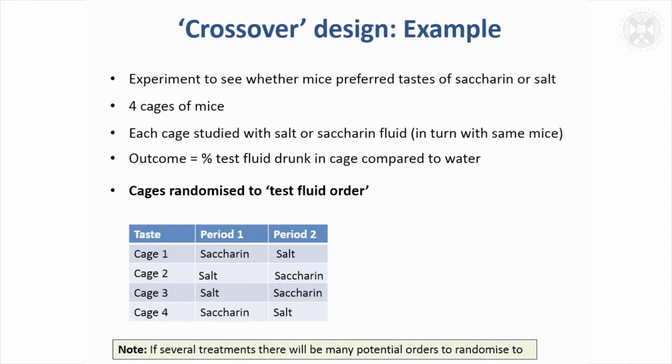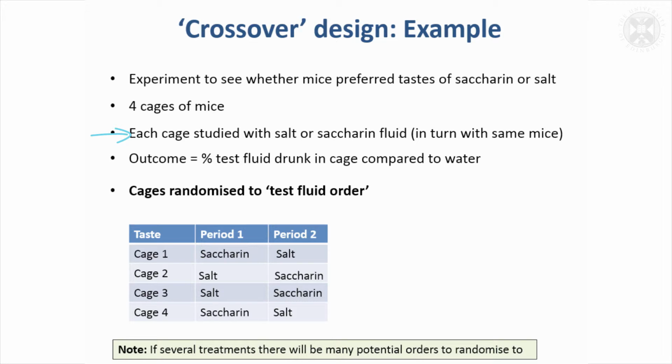So an example of that, if you imagine an experiment to see whether mice preferred the tastes of saccharin or salt in their water. We're going to study mice by the cage rather than individuals and just measure how much of each of these fluids they drank in each of 4 cages. But rather than have 2 cages on one fluid and 2 cages on the other fluid, it's possible to study each cage on both of the fluids.